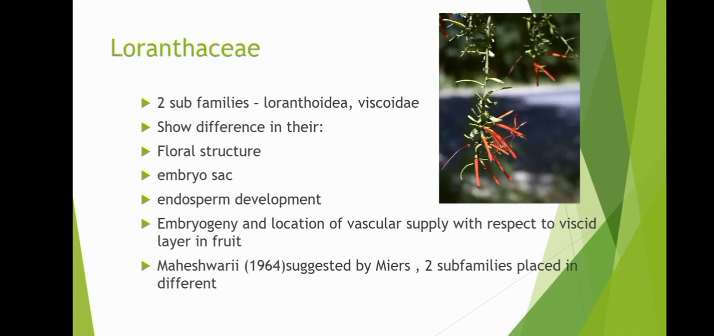Loranthaceae. These plants are commonly seen in our gardens or along roadways. This family consists of two subfamilies, Loranthoideae and Viscoideae. They show differences in their floral structure, embryo sac, endosperm development, embryogeny, and location of vascular supply with respect to the viscid layer in the fruit. Later, Maheshwari in 1964 suggested, followed by Maheshwari and Johri, that the two subfamilies be placed in different categories.